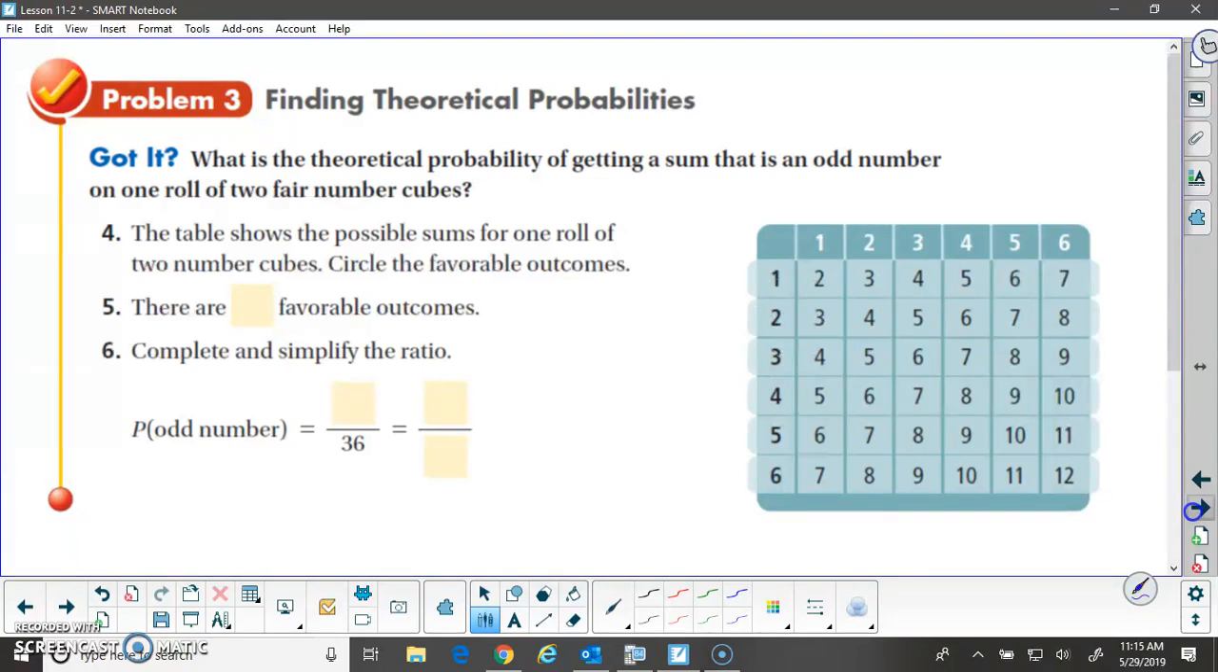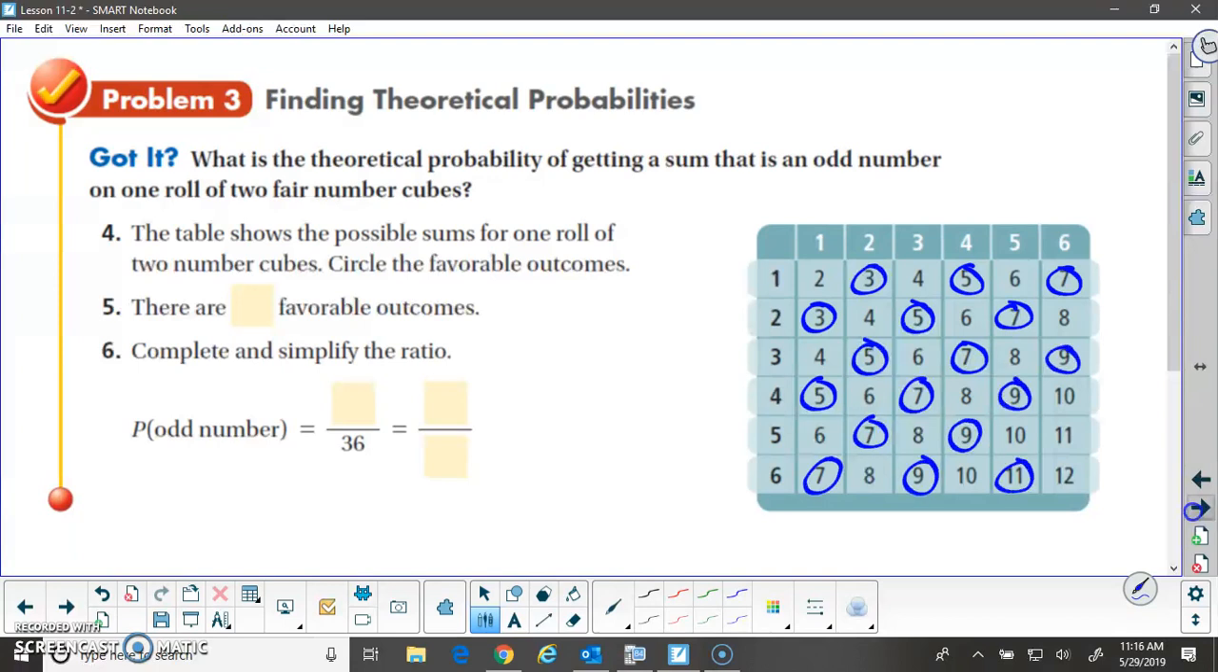And problem number 4 says the table shows the possible sums for one roll of two number cubes. Circle the favorable outcomes. Well, since we're trying to get an odd number, we could get 3, we could get 5, we could get 7, we could get 9, or we could get an 11. So there's all of our odd outcomes. I just circled 18 favorable outcomes, and there are 36 total outcomes. So 18 divided by 36 reduces to 1/2, or 50%.